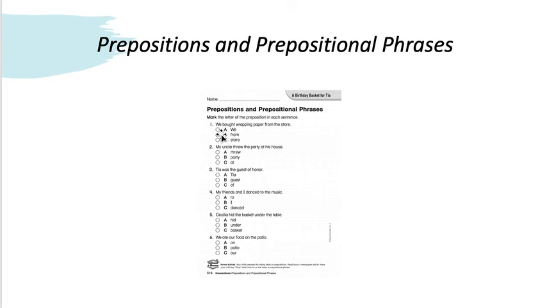Number 1, we bought wrapping paper from the store. So where did they buy the wrapping paper? Is it we, from, or store? Well, the preposition there would be from. Okay, yeah, that's what you're doing. You're going to finish this page and that's it.